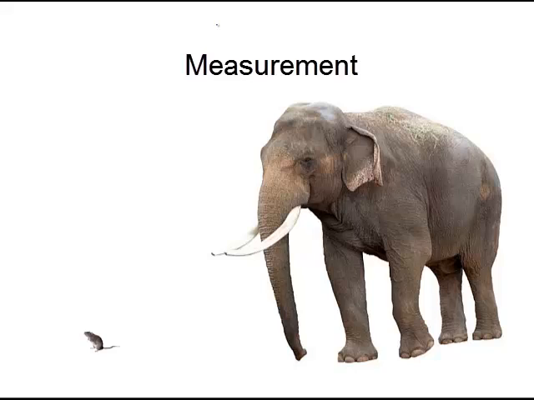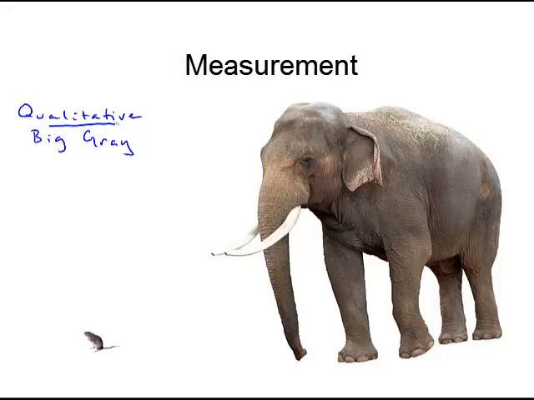If we wanted to describe the elephant here, we could use a number of different descriptions. For example, we could say that the elephant was big, or we could say that the elephant was gray. These would be what we call qualitative descriptions. That is, they describe the quality of the item that we are describing.